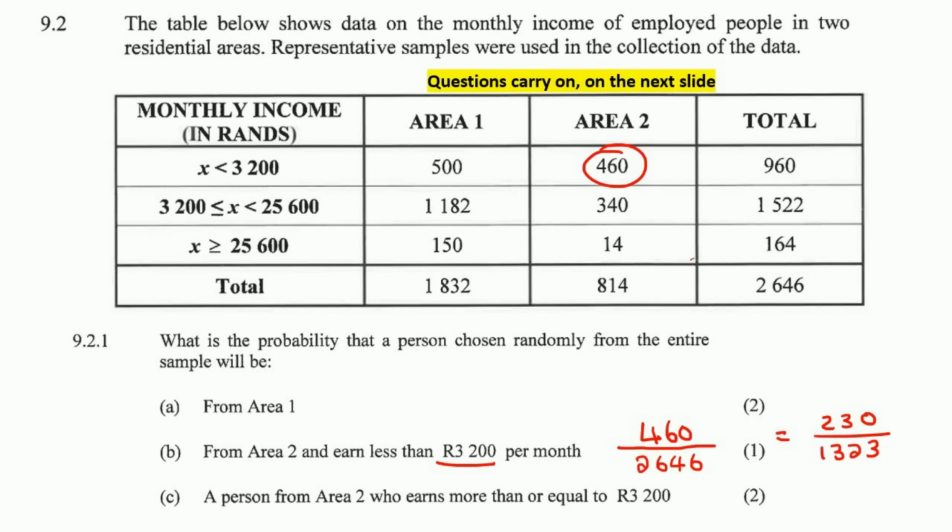All right. Now the next question is a person from area 2 who earns more than or equal to 3,200 Rand. So it's people who earn 3,200 Rand or more. So that would be these people, but also these people. So if you add those up together, that will be 354. 354 out of 2,646. And so that's going to be 59 out of 441 as your final answer there.